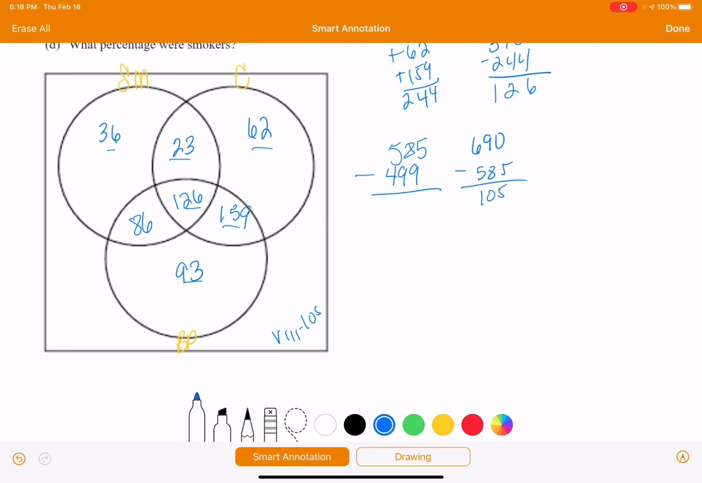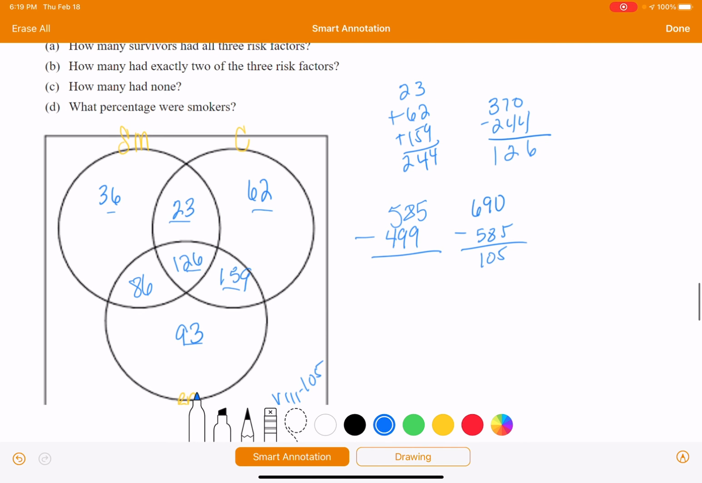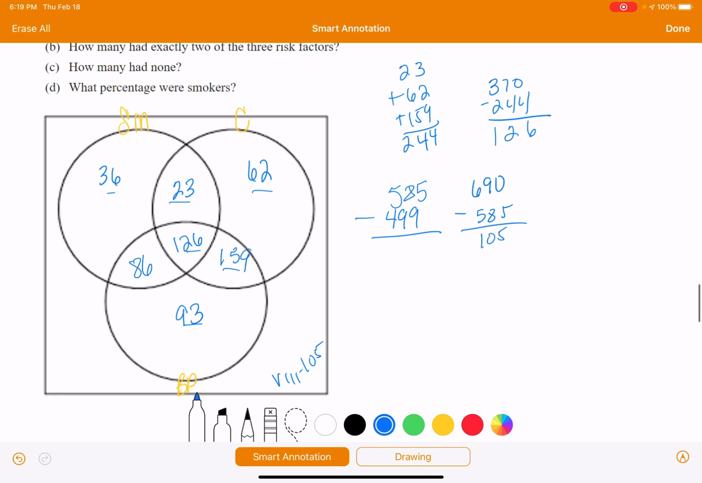Okay, lots of math, lots of work. Okay, but once again, we were lucky enough that they gave us 5 of those sections already. We just had to do a little math to figure out the other ones. And this one was the 86. Okay. All right. Now I think we are able to answer our questions.